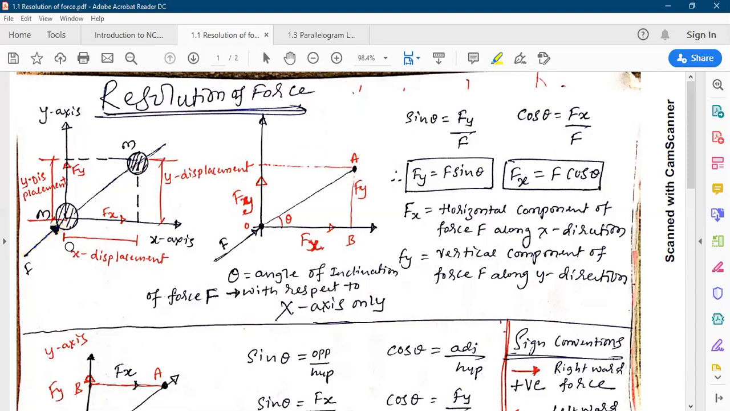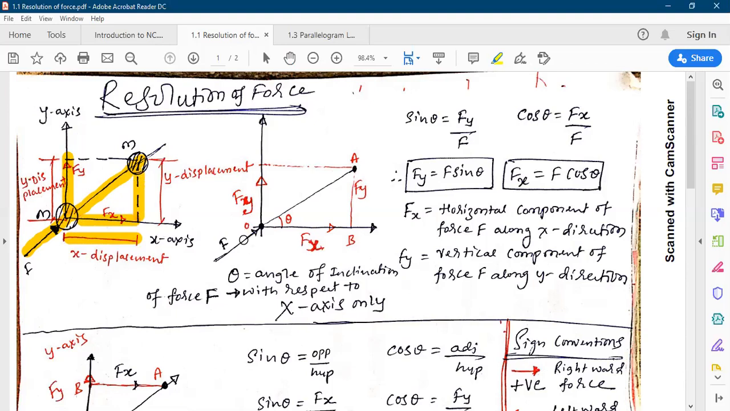In the same way, if I apply a force in some inclined direction, that inclination may be with respect to either the y-axis or the x-axis. Then the body will travel some distance in the direction of the applied force. In that process, the body will undergo x displacement as well as y displacement. The magnitude of force responsible for its x displacement and its y displacement is what we have to find out.